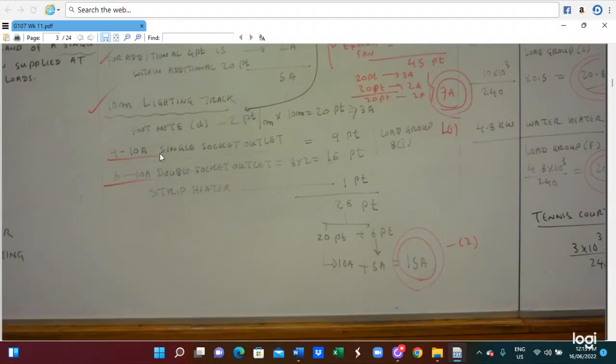Next, the 9 number of 10 ampere socket outlets. In this case, we use load group B1. So load group B1, 9 points of 10 ampere socket outlets. Also 8 number of 10 ampere double socket outlets.